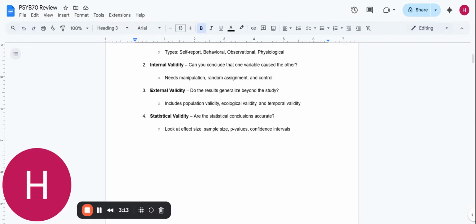The next type of validity is external validity, which means can we actually generalize what we got from our study to other studies or to other settings? So let's say we have a study that was completely done in a lab and we're not really sure if it can be applied to real life. That would be a threat to external validity.